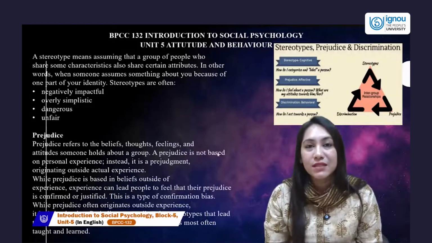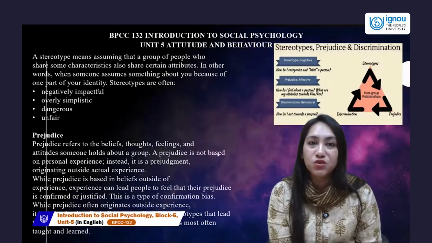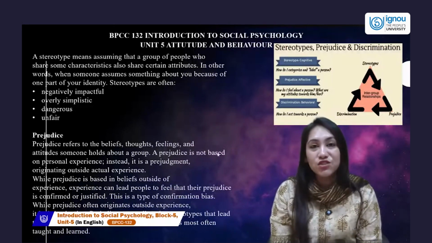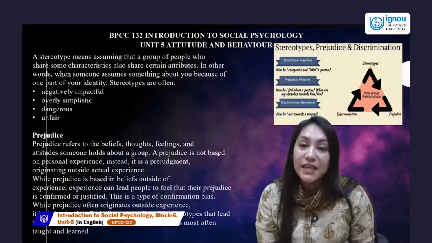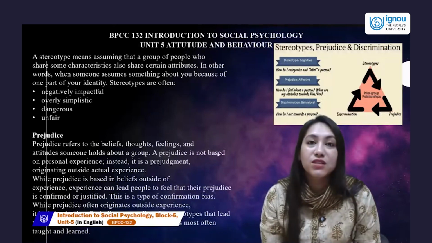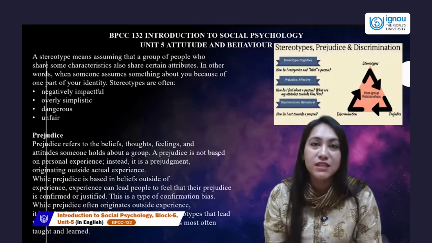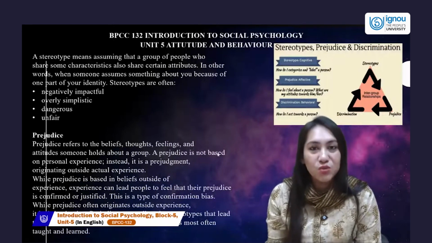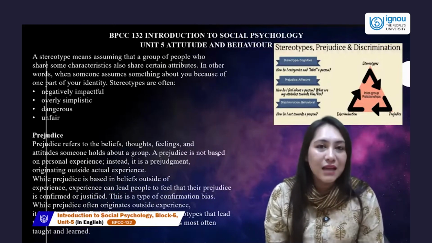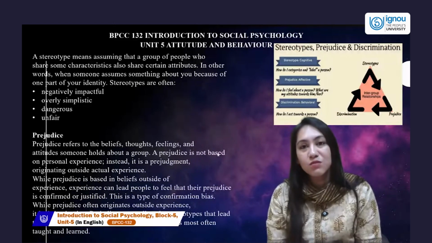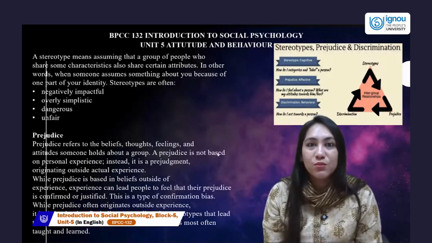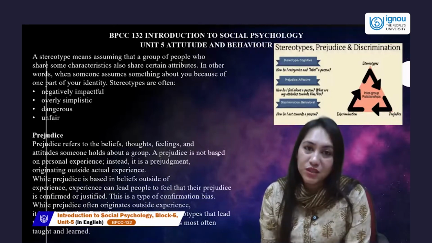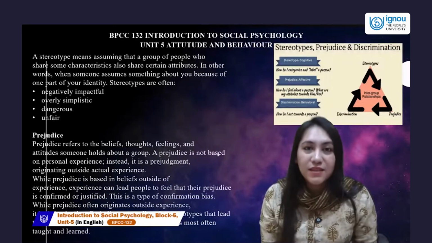Second, they are overly simplistic. We just assume that because one individual has it, the entire group will have it. Third, it is dangerous. Why is it dangerous? We control ourselves in communicating with these people. We avoid forming bonds and avoid taking the information required, and again it is an assumption negatively impacting the image of that certain group. And last, it's unfair. Stereotypes are mostly unfair because we do not have a logic to reason out why this particular attribute is a part of the entire group. So that's why they're unfair.